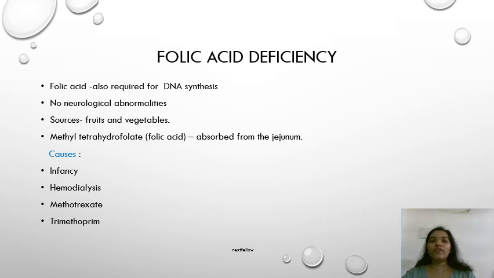Folic acid deficiency. The folic acid is also required for the DNA synthesis. Both go hand in hand for DNA synthesis, the folic acid and vitamin B12. There are no neurological abnormalities associated with folic acid. The important sources are fruits and vegetables, where we take the folic acid in the form of polyglutamates. So these polyglutamates, with the help of the enzyme conjugase within the small intestine, will be converted into monoglutamates, and those monoglutamates like methyl tetrahydrofolate are absorbed from the jejunum.